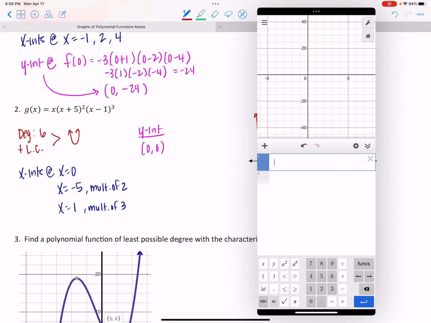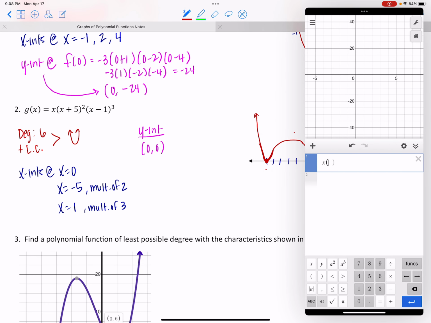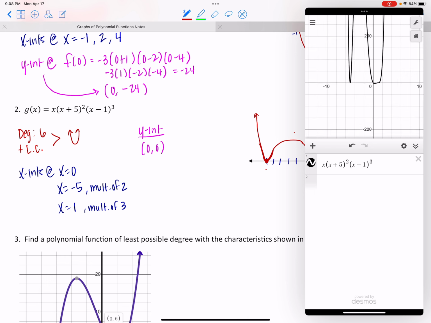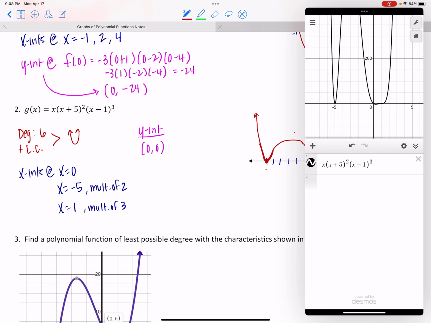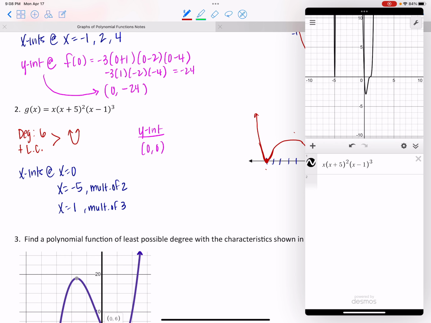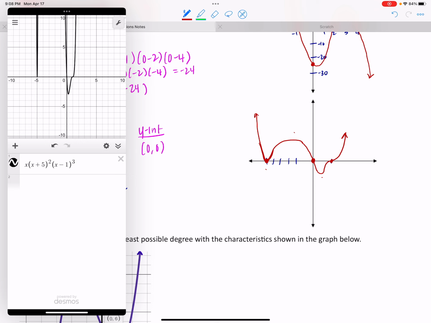And I need my equation. So I got an x, and I got an x plus 5 squared, and then an x minus 1 to the 3rd power. Oh, look at that. Looks strange, just like mine did, okay? So the same sort of basic behaviors. Now, I didn't make my graph go nearly as high as it needed to, but you can see that the left and right end both going up.